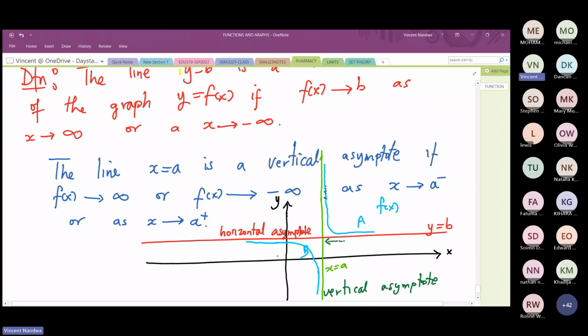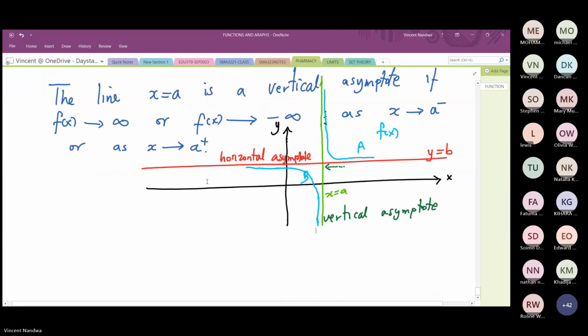Similarly, as you try to approach the line x equals a from the left, you'll be moving along this curve, and this curve grows to the negative side as you get closer and closer to the line x equals a. Similar to the horizontal asymptote, these are lines which the graph appears to be approaching or getting closer to, but they don't really touch each other.